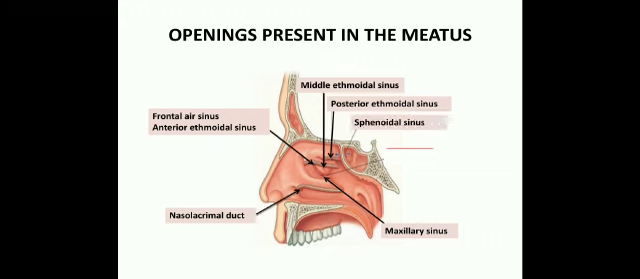And in the sphenoethmoidal recess, which is a triangular fossa just above the superior concha, receives the opening of the sphenoidal air sinus.